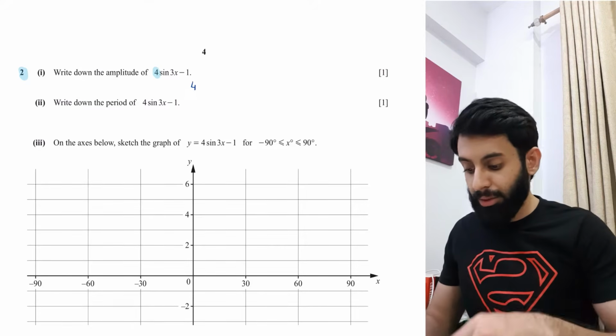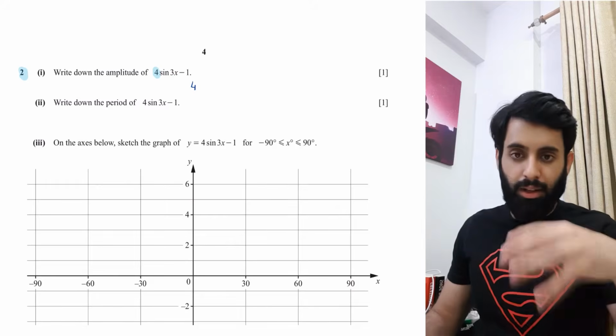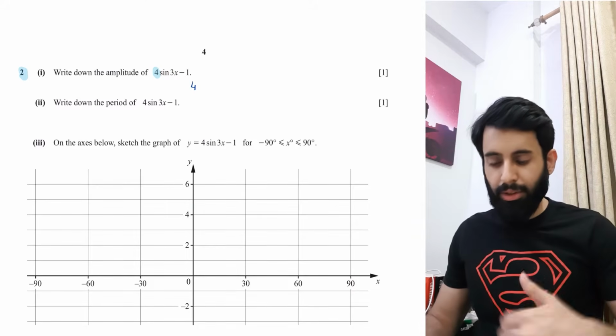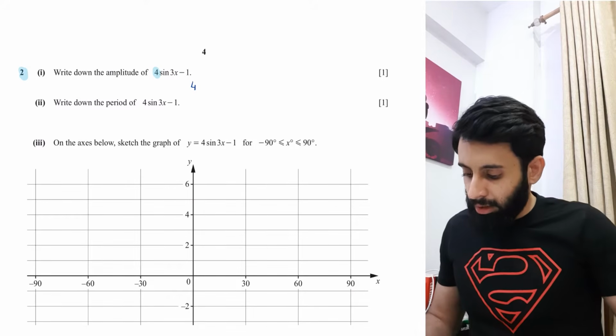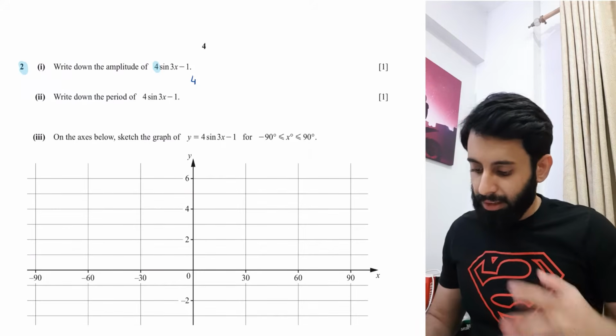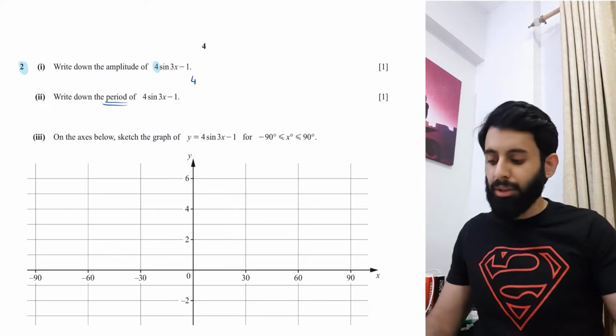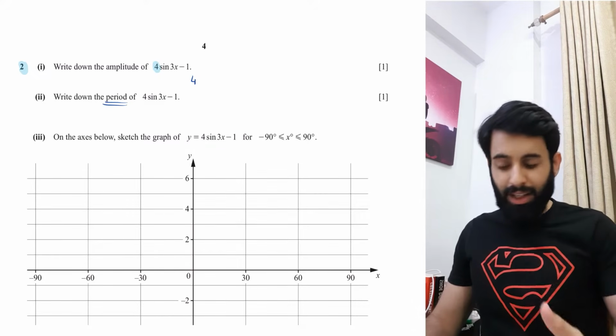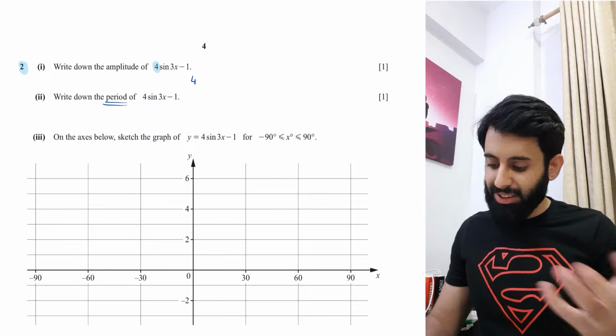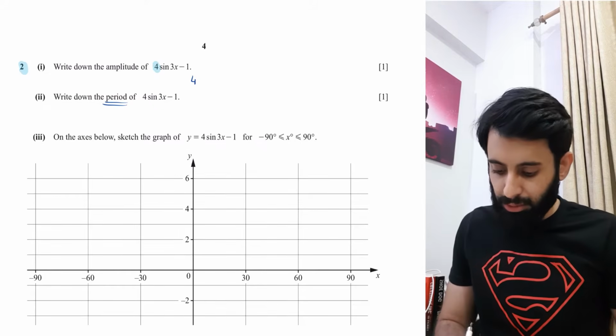Okay, and I'll tell you what you have to do when the graph is already made for you and you have to work out the amplitude. I'll tell you that when we come across a question. Then it says, write down the period. Now why exactly is it asking us for the period? Don't we already know that the natural period is 360? Yes, we know that the natural period is 360, but that is only when y is equal to sine x.